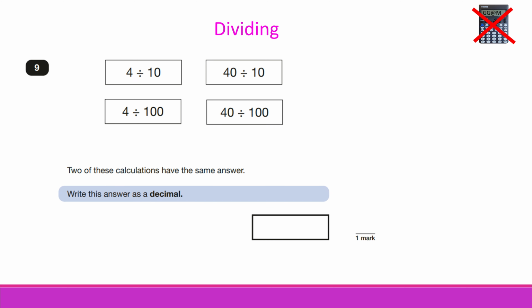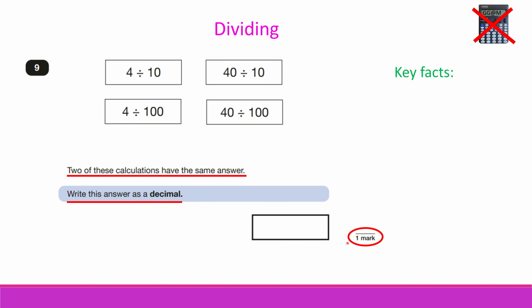This is a question on dividing. Now in this question you are given 4 calculations here. 4 divided by 10, 4 divided by 100, 40 divided by 10, 40 divided by 100. And you've got to work out 2 of these calculations that have got the same answer. So 2 of these answers are going to be the same. You've got to work out which one that is going to be. And you've got to give the answer as a decimal in this box here for 1 mark.